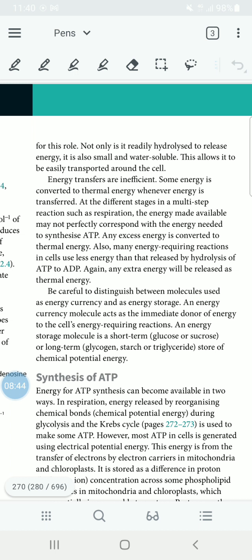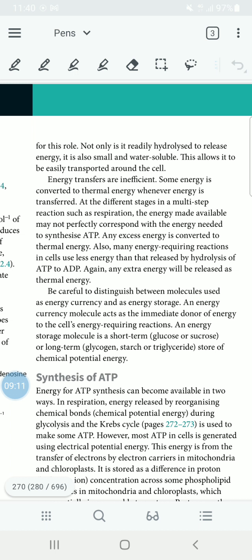First one is it is hydrolyzed easily to release energy. Number 2, it is small, and number 3, it is water soluble. So if they are asking, you have to look at the number of marks that they are going to give. If they ask this question, why is ATP suitable, then if they have given 3 marks, that means it is 3 points. You have to write the 3 points here. It can be easily transported around the cell.